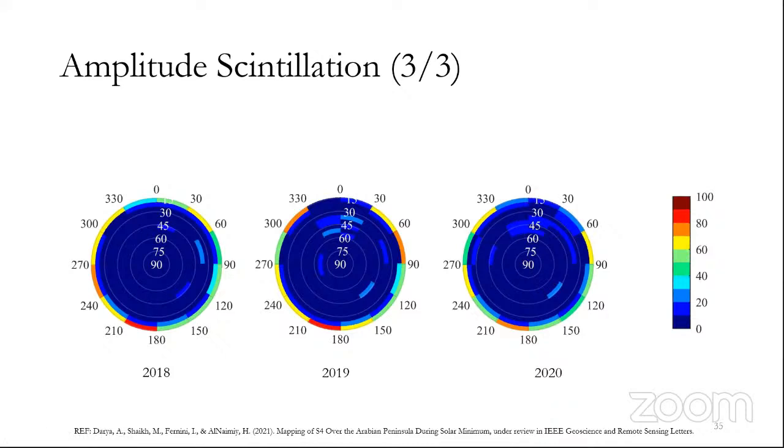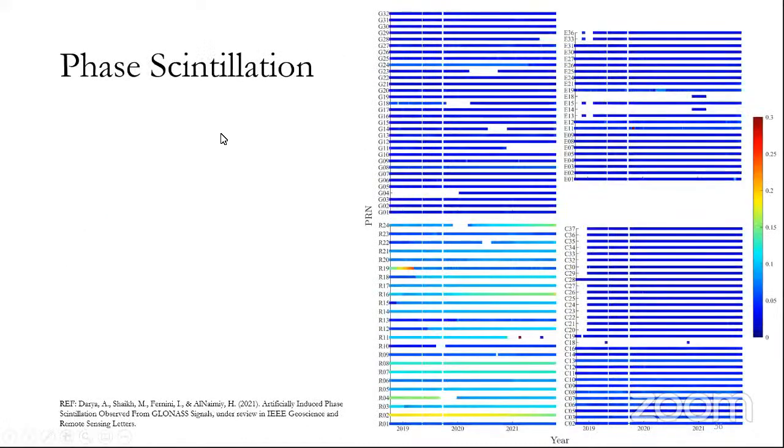Something that we should note here is that these irregularities were observed during a solar minimum period. At this period, we are not supposed to observe almost anything. So this is something that we found to be really interesting. So this was amplitude scintillation, meaning considerable variations in global navigation satellite system signals' amplitude or power. Another thing we considered was also phase scintillation.